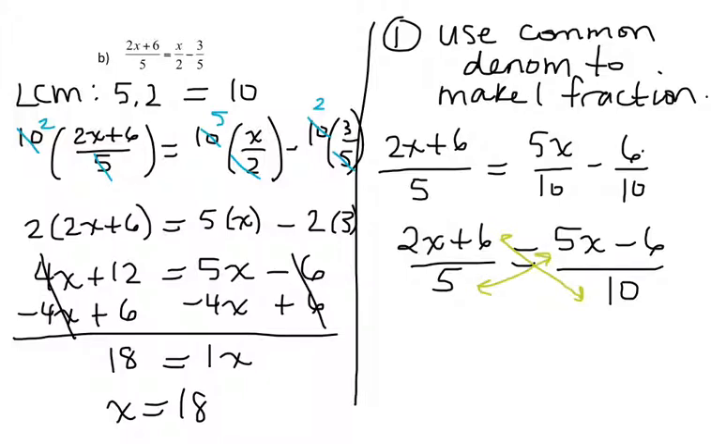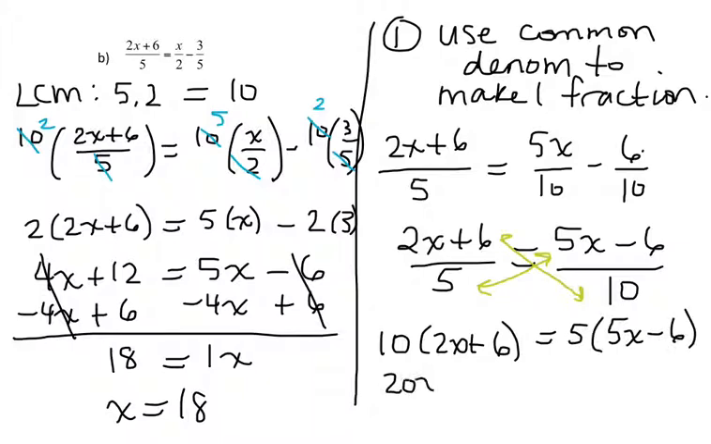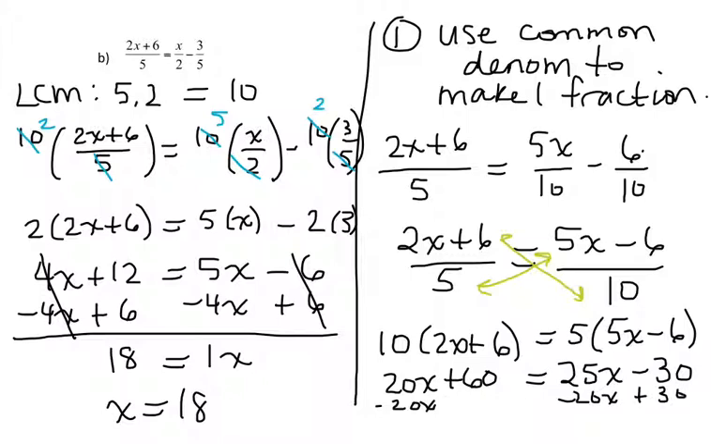So I'm going to end up with 10 times (2x plus 6) equals 5 times (5x minus 6). 20x plus 60 equals 25x minus 30. I'm going to move the 20x. I'm going to move the 30. So 90 equals 5x. Divide both sides by 5.